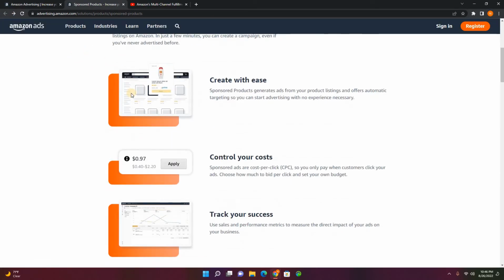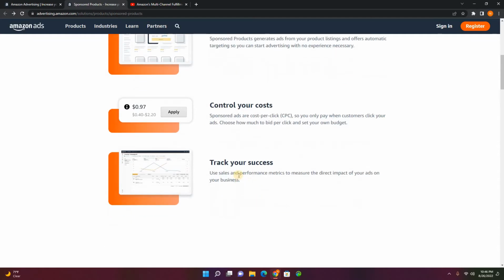Okay, so now we came back to our main page. So create with ease. If you want something sponsored, anything like that, if you need some information, any knowledge, this is only for you guys. Control your cost. You have to check this detail. Track your success.